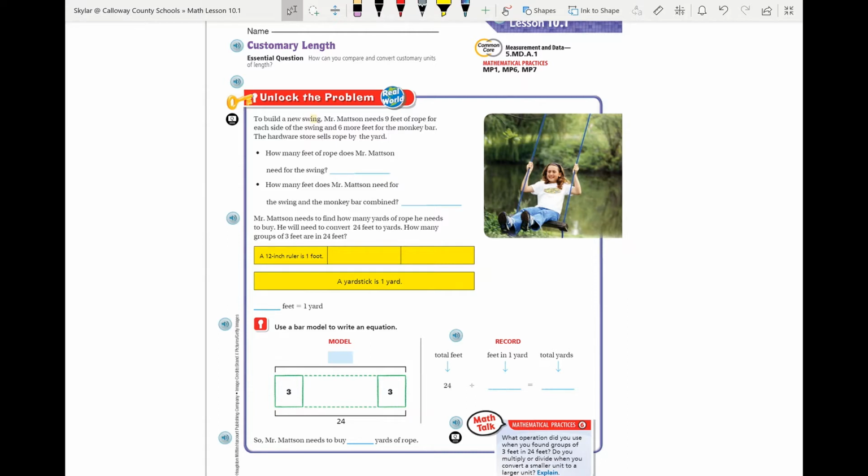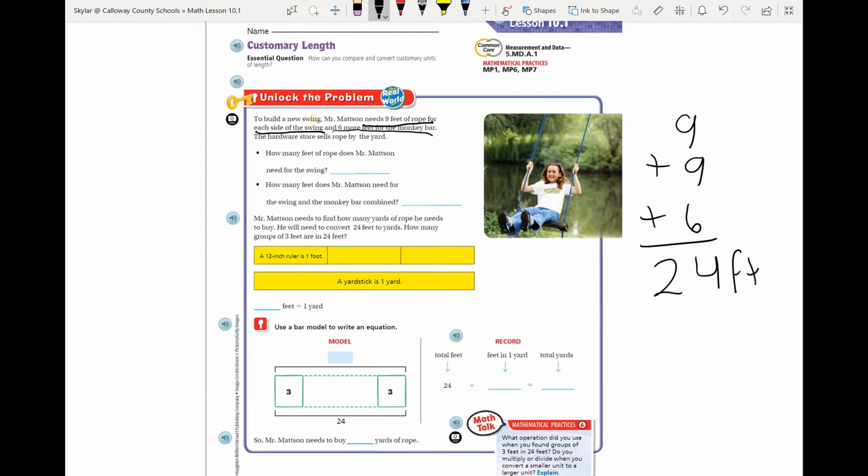Well, it says he needs 9 feet of rope for each side of the swing. So we've got 9 plus 9 and 6 more for the monkey bar, plus 6. So we add all that together and we've got 24 feet. And that is my fault for not putting the units down. Units are going to be very, very important in here.